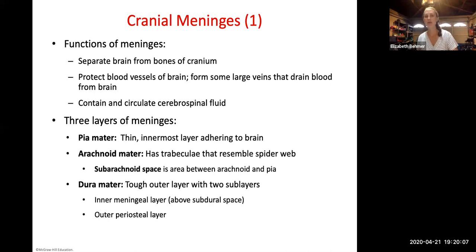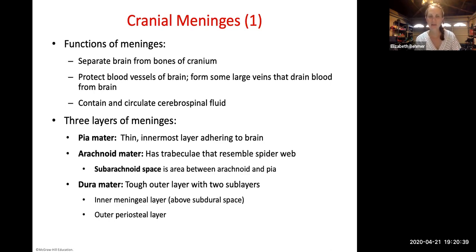So the meninges, these are layers of connective tissue that cover the cerebrum itself. They separate the brain from the bones of the cranium. So underneath your skull bones, we don't just get your cerebrum right away. We have these 3 layers of connective tissue, and we call them meninges. A meninx, which you can see that word in number 3 and 4 of your notes, just means a singular layer. So you might see the meninx word as well. They protect blood vessels of the brain. They contain and circulate the cerebrospinal fluid, which we'll talk about the importance of.